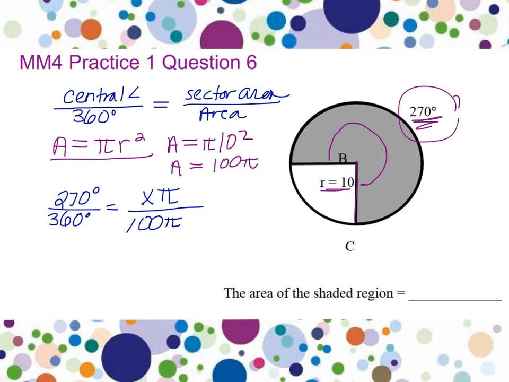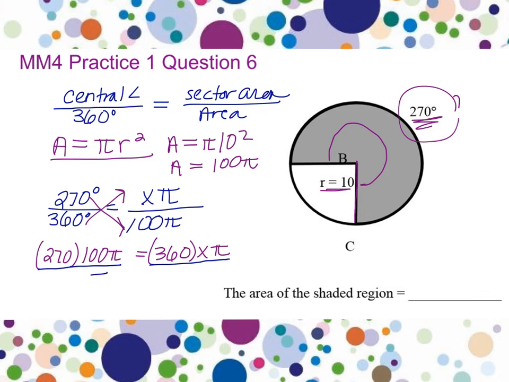All right, the next step is solving this proportion. We can cross multiply, and we know that in a proportion our cross products are equal. So 270 times 100 pi is equal to 360 times x pi, our unknown amount of pi. And remember, when pi is on both sides of the equal sign, we could divide both sides by pi to simplify this. And when we do that, we just have 270 times 100 equals 360x.